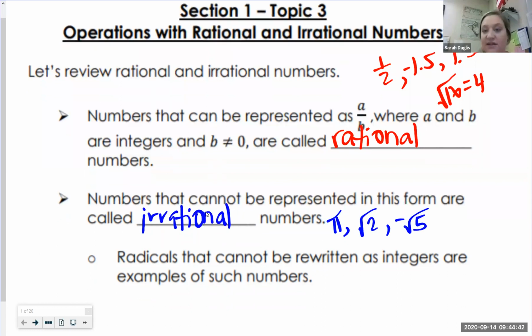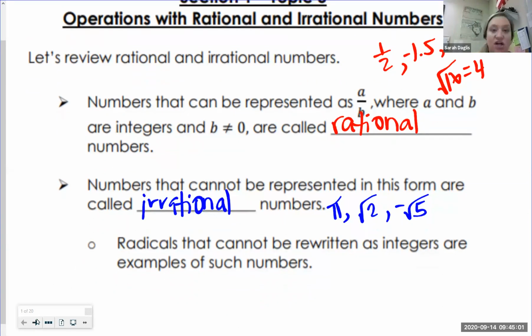All right, so these are examples of rational and irrational numbers. That's all we're going to focus on today: I'm going to try to add them, multiply them, see what kind of number I get out of it, and we're going to see some kind of pattern that goes with that. All right.